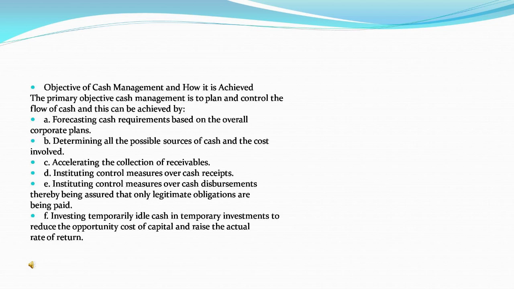The primary objective of cash management is to plan and control the flow of cash, and this can be achieved by: A. Forecasting cash requirements based on the overall corporate plans. B. Determining all the possible sources of cash and the costs involved. C. Accelerating the collection of receivables. D. Instituting control measures over cash receipts. E. Instituting control measures over cash disbursements, thereby being assured that only legitimate obligations are being paid.